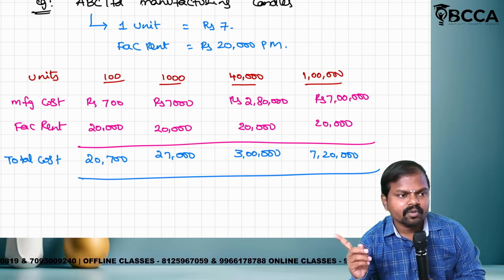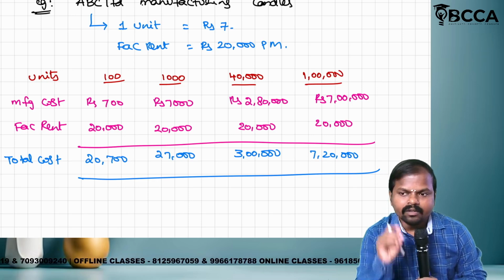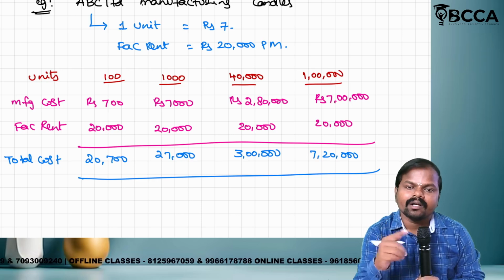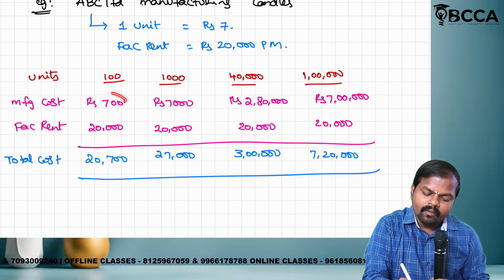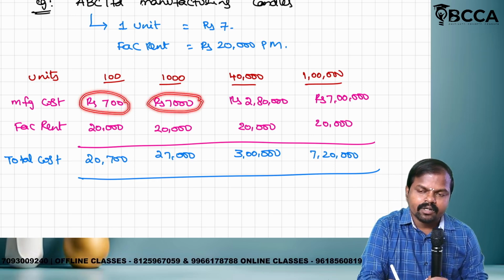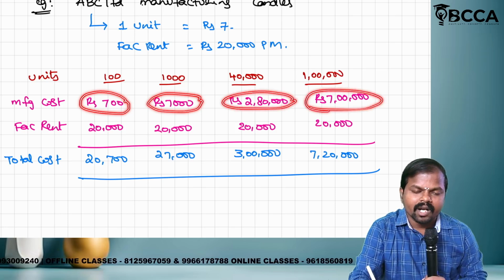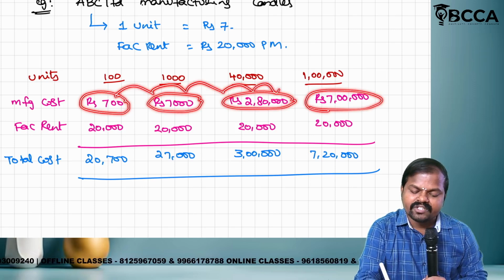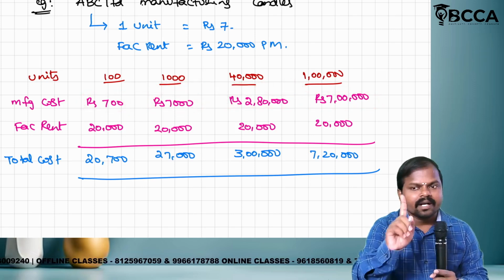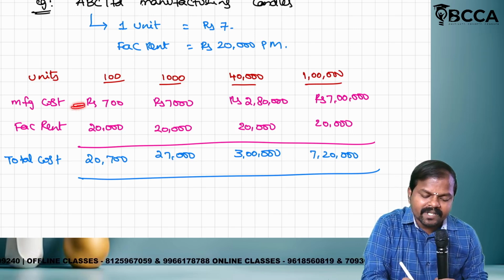One more thing I have to check now. What is the variable cost condition number 1? Cost in totality changes. See, what is the total cost at 100 units? 700. What is the total cost? 7,000. What is the total? Same or changed? Changed. Condition 1 passed or not passed? Passed.